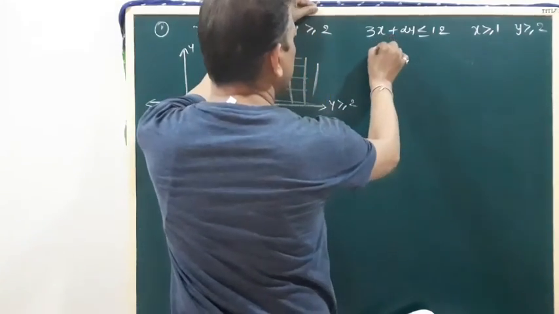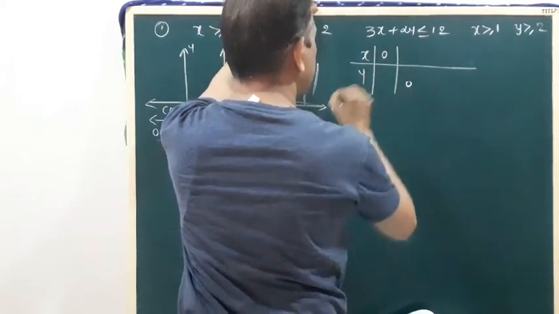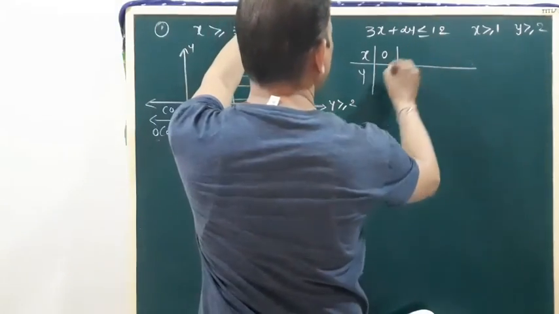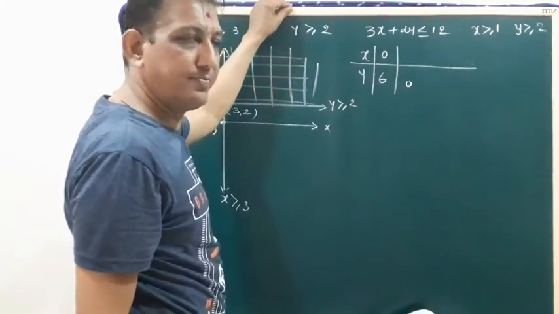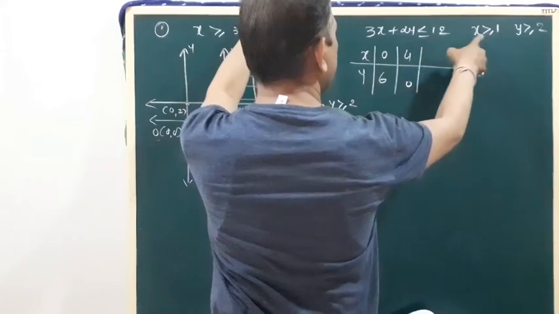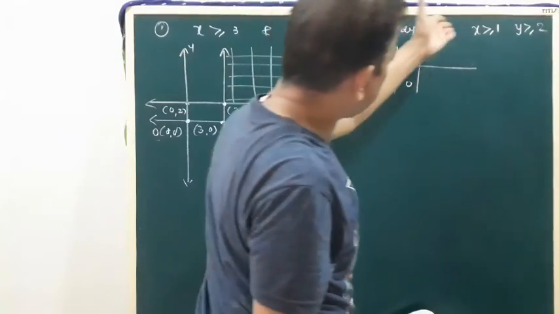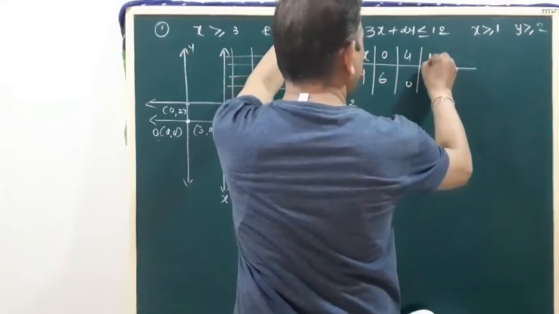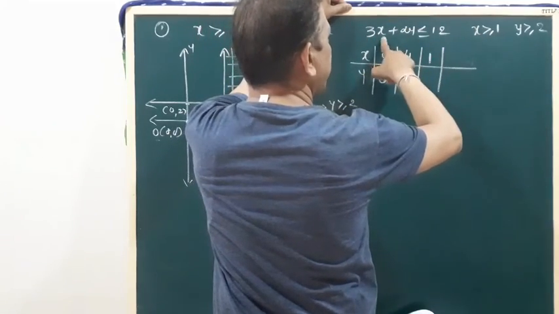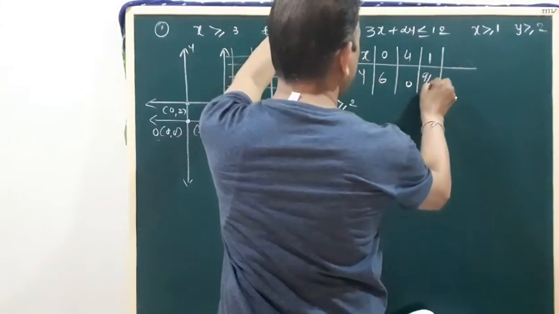First we prepare the table here, x and y. Put x equal to 0: 2y equal to 12, y is 6. Now y equal to 0: 3x equal to 12, x is 4. Now the intersection of these two lines. This line x is greater than or equal to 1 is a vertical line, so the x coordinate is fixed at 1. Put x equal to 1 in this equation: 3 ones are 3, 12 minus 3 is 9, 9 divided by 2. So the y coordinate is 9 by 2.